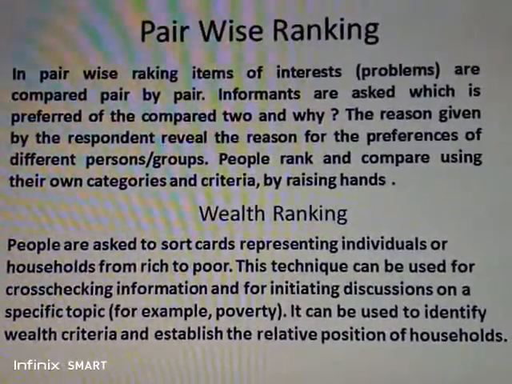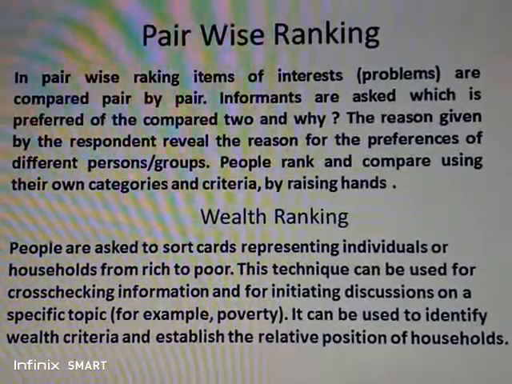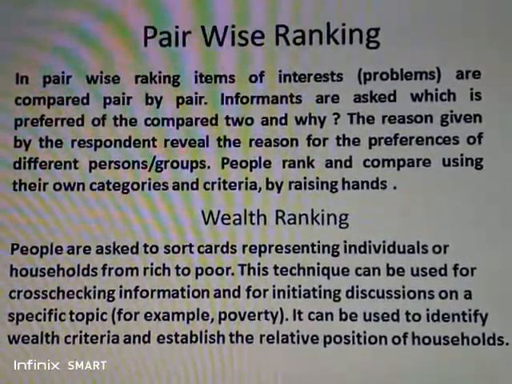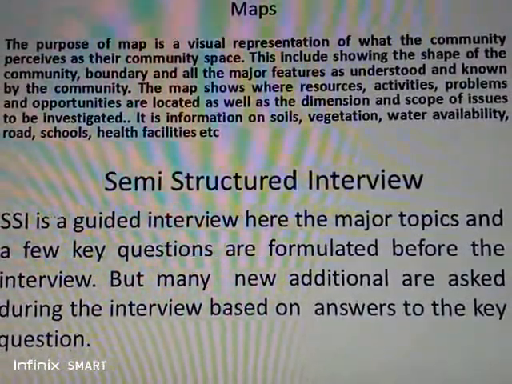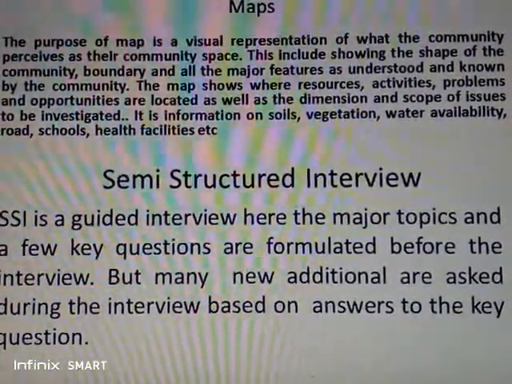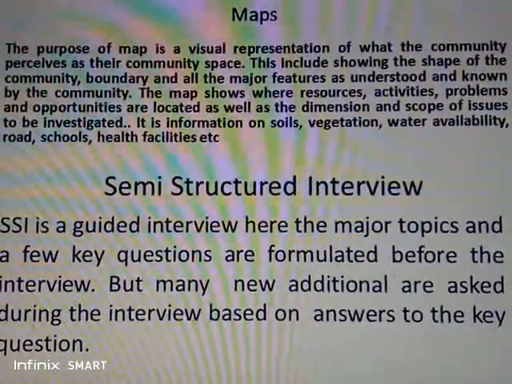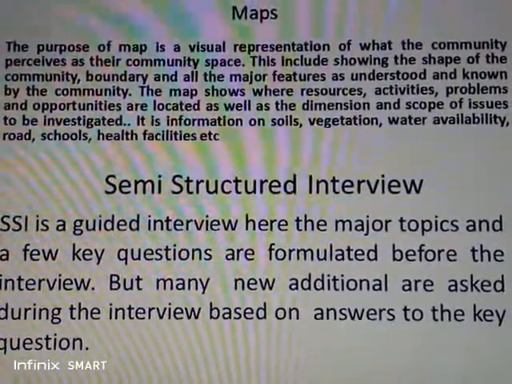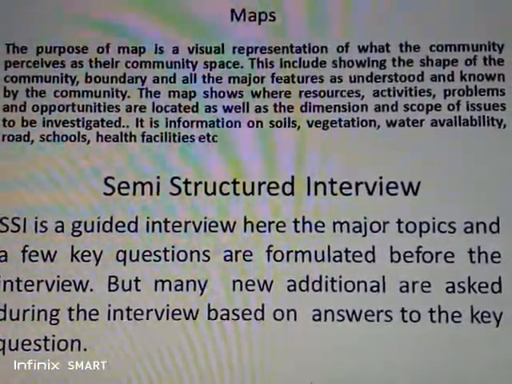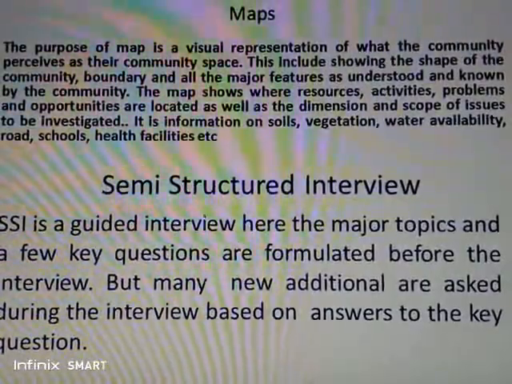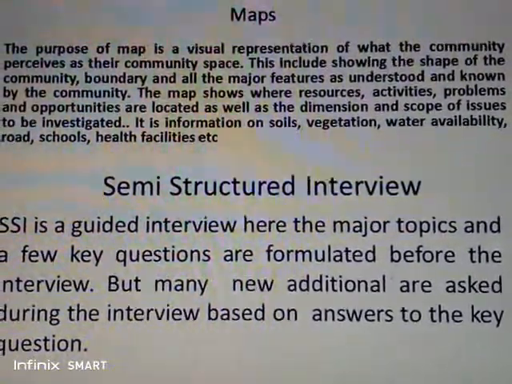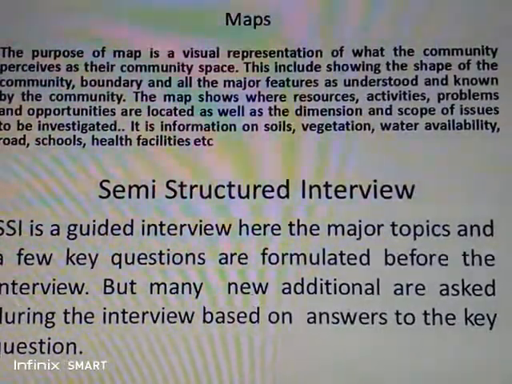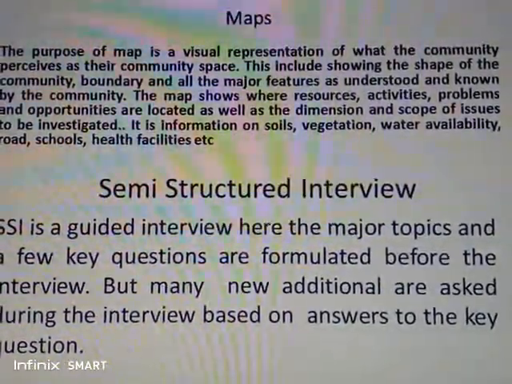Wealth ranking. People are asked to sort cards representing individuals or households from rich to poor. This technique can be used for cross-checking information and for initiating discussion on a specific topic, for example, poverty. It can be used to identify wealth criteria and establish the relative position of households.